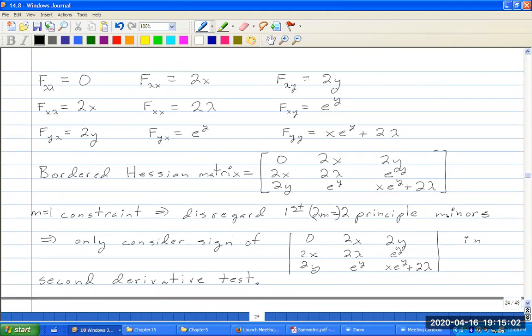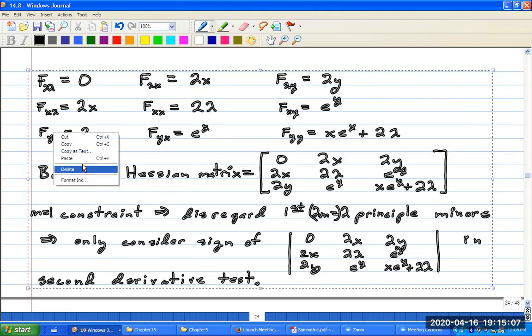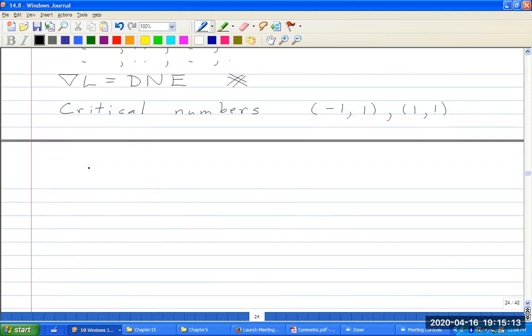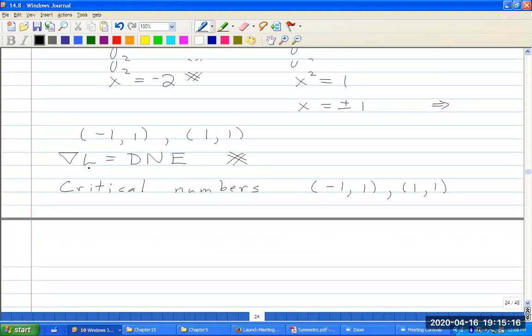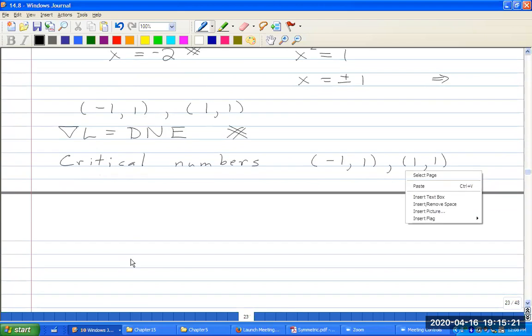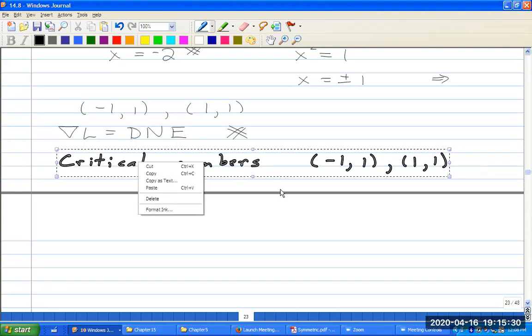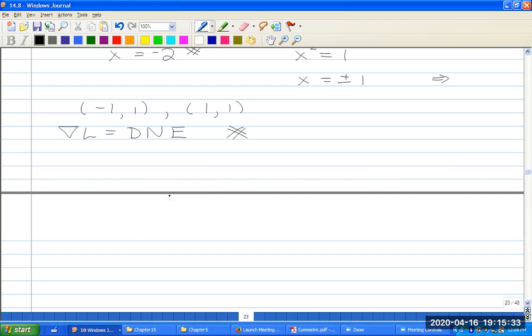Okay, so now let's get rid of that. Let's have some room. Let's actually figure out, actually I don't have the critical numbers yet because those are the x's and y's. Wait 1 second. I don't have what lambda is yet. So let's actually figure out the critical numbers. I haven't done that yet. So now let's figure out what lambda is. Okay, so let's determine lambda.